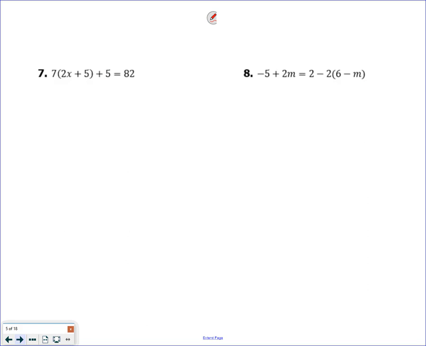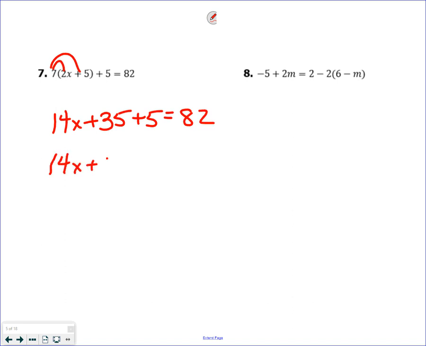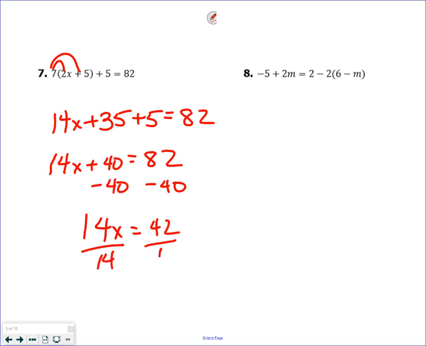More in depth now. Anytime I see a parenthesis in an equation, I can always distribute the number in. Please be careful and make sure you distribute it to both numbers. So the 7 times the 2x and 7 times the 5. Add like terms. Subtracting 40 now, inverse operation. And then dividing by 14. So x would equal 3.